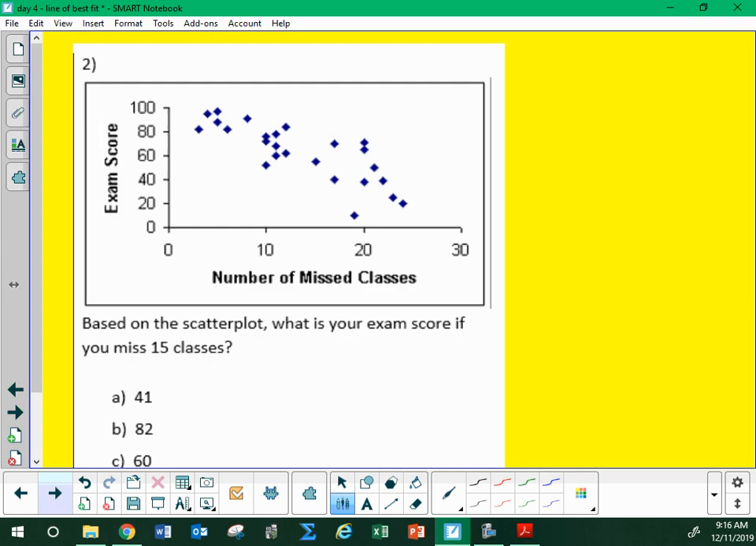All right, let's take a look at the one next to it. So based on the scatter plot, what is your exam score if you missed 15 classes? Okay, so let's go ahead and begin and draw an approximate line of best fit here.